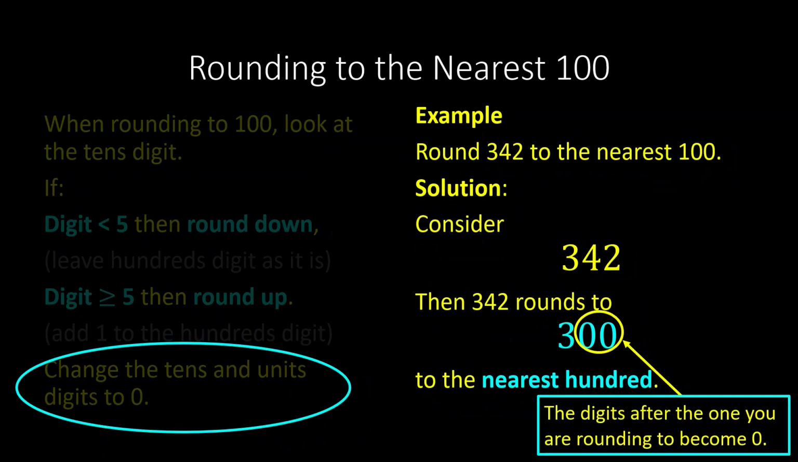Notice that the digits after the one you are rounding to become 0. So remember, we were rounding to the nearest 100. Everything after that becomes 0.